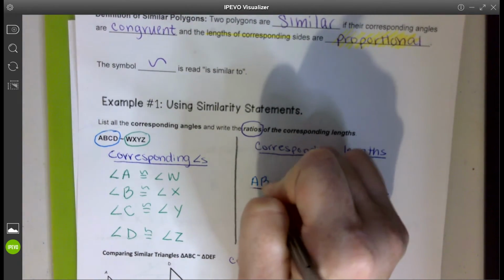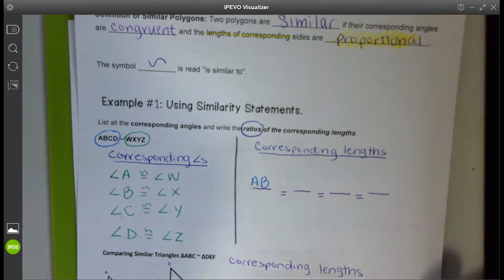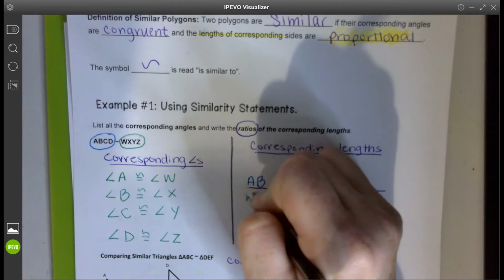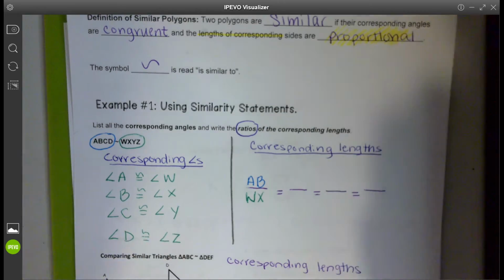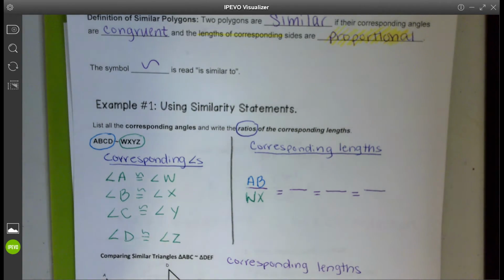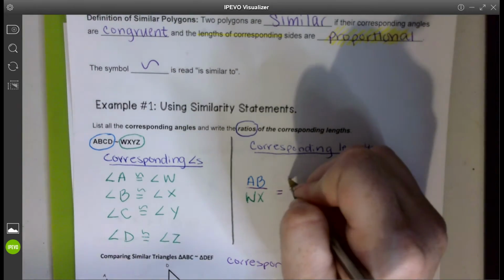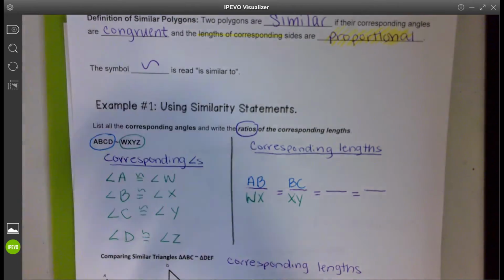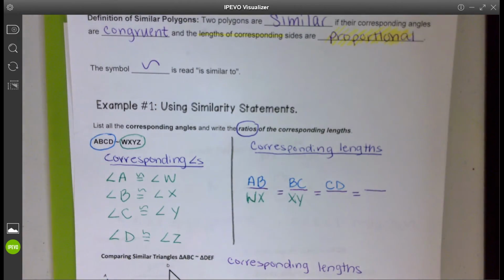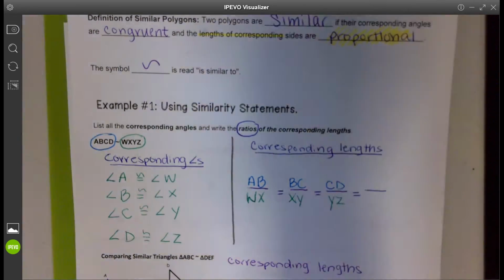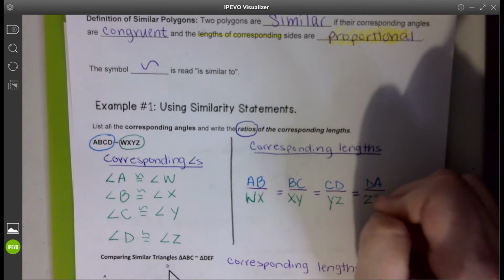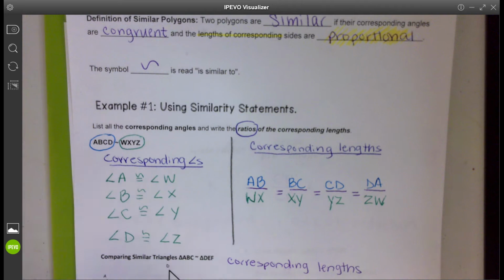In the first one, my first side is AB. What would be the first side in my other polygon? That would be WX. All right, and I'm going to continue that on throughout the entire ratios that I'm creating. So then I'm going to say BC and XY, CD and YZ, DA and ZW. All right, so those are my 4 ratios for the corresponding lengths.